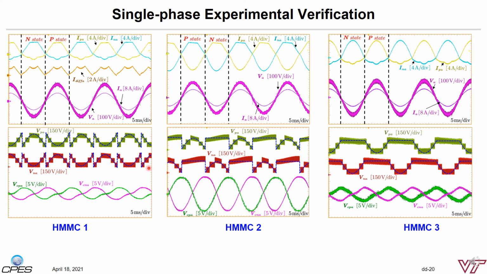The MMC submodule capacitor ripple is shown as well. At the unity power factor, HMMC1 shows the smallest ripple, and HMMC2 shows the largest ripple. HMMC3 shows similar ripple as the HMMC1. These experimental results basically verify the feasibility of the HMMC operation and the MMC submodule reductions.